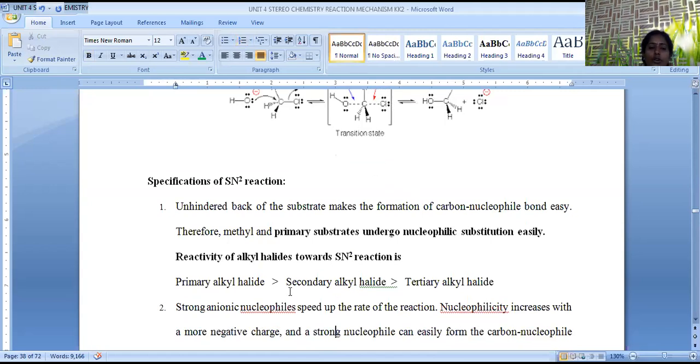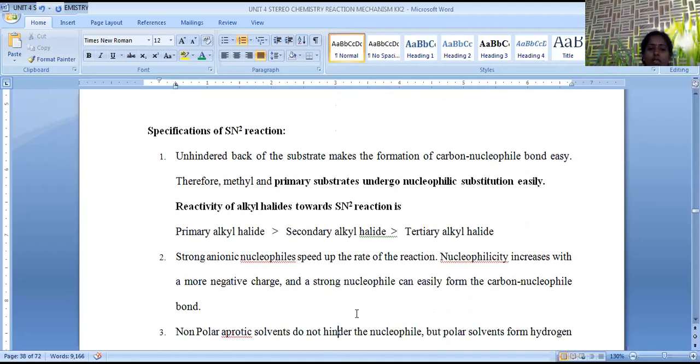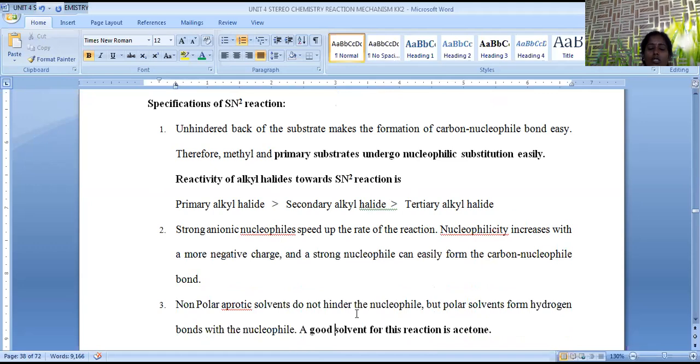Strong anionic nucleophile is required in case of this one, because we are attaching the nucleophile on the compound where a nucleophile is already existing. That's the reason why alkoxide and hydroxy groups are more favorable for the formation of this SN2 type of substitution.